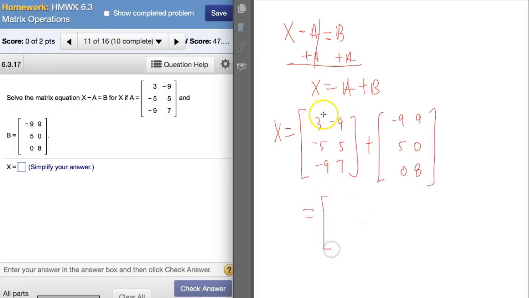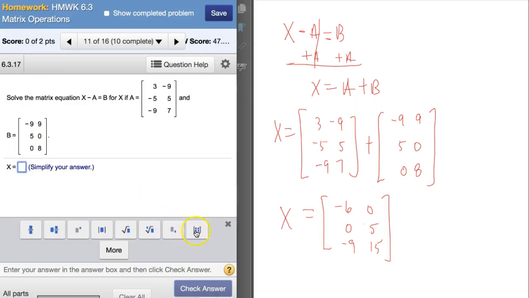Of course, the result: 3 minus 9 is a negative 6. Negative 9 plus 9 is 0. Negative 5 plus 5 is 0. 5 plus 0 is 5. Negative 9 plus 0 is a negative 9. And 7 plus 8 is 15. So that is what the resulting matrix X would be.